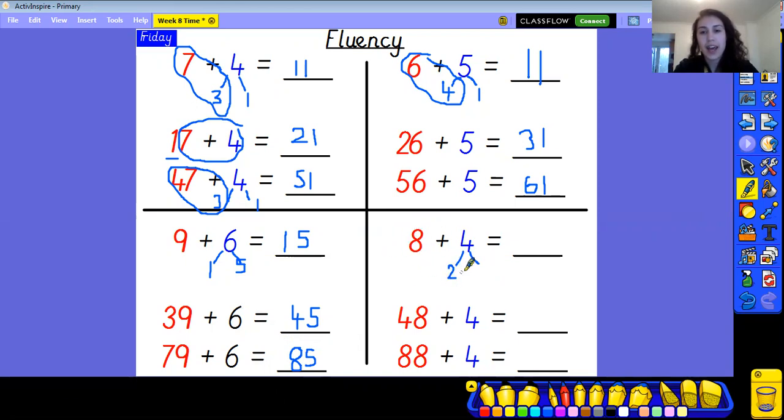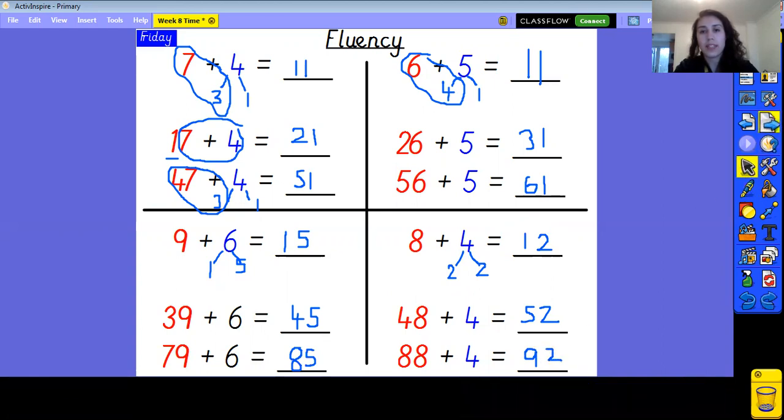And then 8 plus 4, I need to partition my 4 into a 2, because 2 bonds with 8 to make 10, and then I've got 2 more left here. So 10 add 2 is 12. And then if I know that 8 plus 4 is 12, I also know that 48 plus 4 is equal to, well, 48 add 2 is 50, add 2 more is 52. 88 plus 4, well, 88 plus 2 is 90, add 2 more is 92. So well done if you got those right.